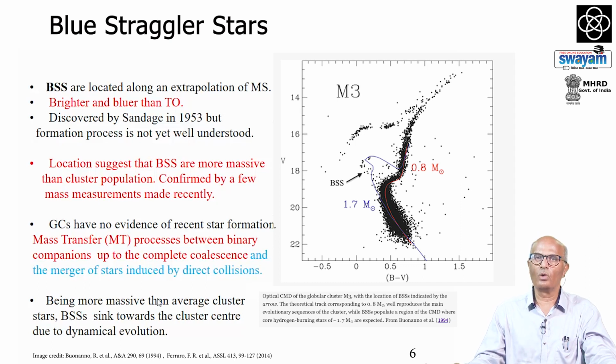Being more massive than the average cluster star, blue straggler stars are skinned towards the cluster center due to dynamical evolution, and in globular clusters, because they are more massive, they tend to be more concentrated towards the center of the cluster.